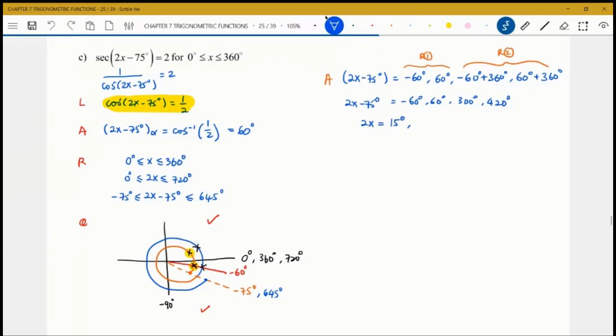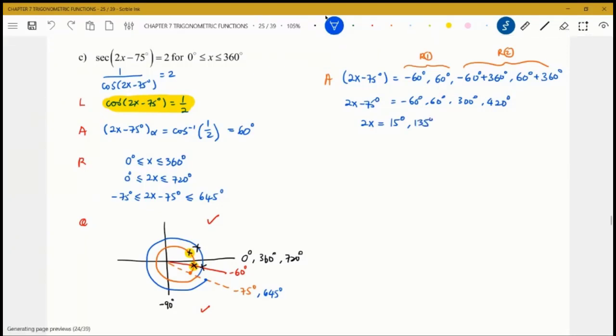60 plus 75 adalah 135. 300 plus 75 adalah 375. And then 420 plus 75 adalah 495. Okay, but then we need to make it as a single x.